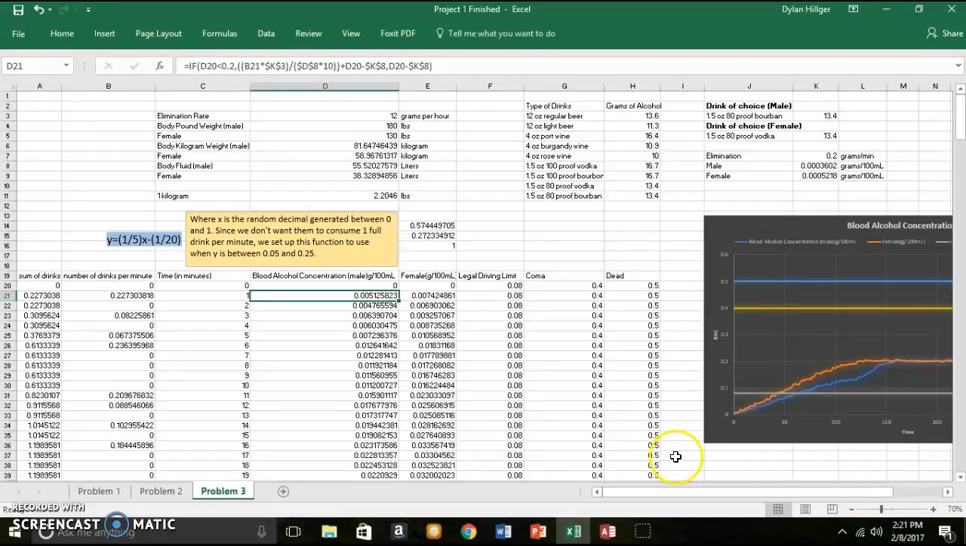And then the third problem wasn't really any type of assumption beyond the fact that we assumed we had to find a random variable, or a random way of generating if the person is drinking, and if so, how much they are drinking.